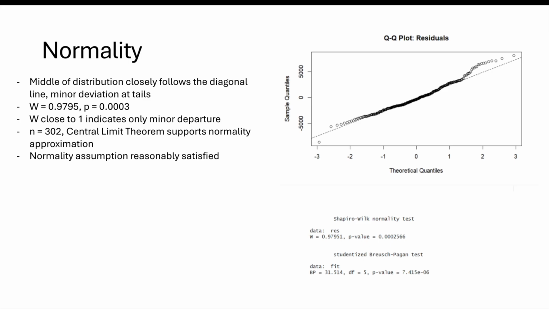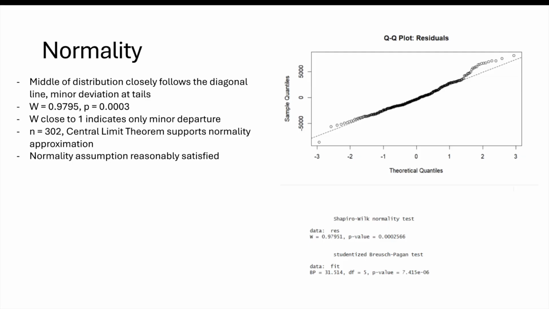The third assumption I'll be addressing is normality, specifically that the residuals are approximately normally distributed. To check this, we use two tools, a QQ plot and the Shapiro-Wilk test. Starting with the QQ plot, what we're looking for is whether the sample quantiles of our residuals line up with the theoretical quantiles of a normal distribution. In other words, do the points fall along the dashed diagonal line?